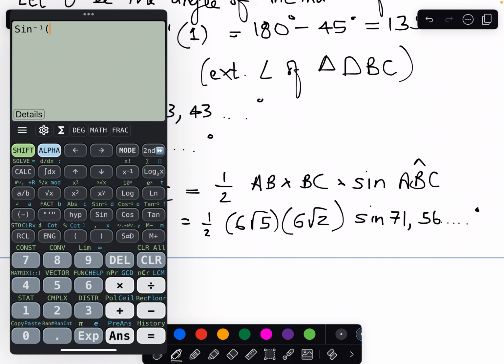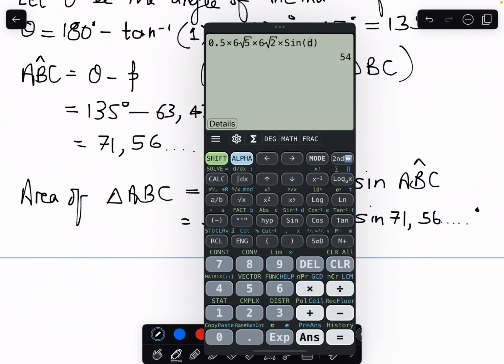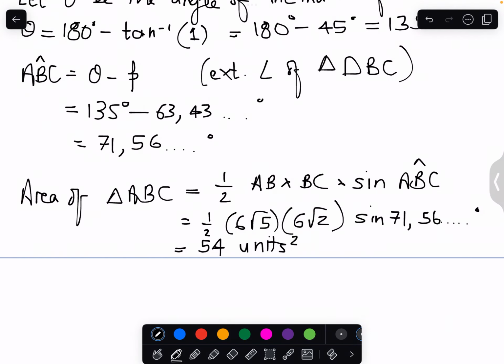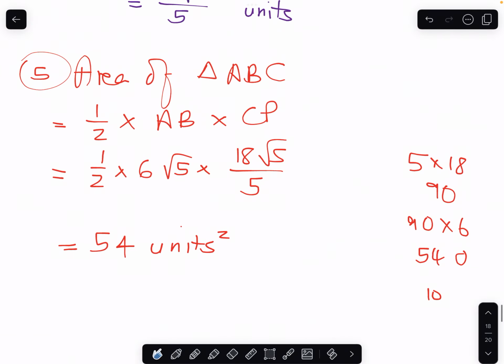What's going on? Alpha D has my angle. So 0.5 times 6 root 5 times 6 root 2 times sine of D. Yay! That was looking so weird for 2 seconds there. So that does also then give us 54 square units. So we've had 2 different approaches to the same question give us the same answer, so I'm fairly confident.